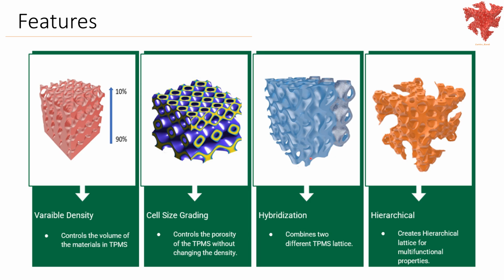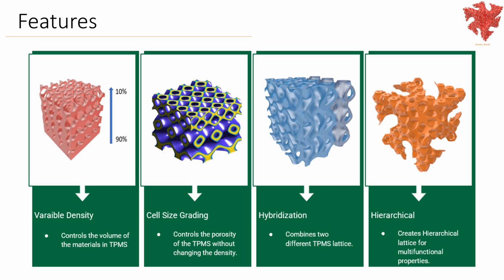Whereas in hybridization, what we do is try to make a new lattice structure which is a union of two different lattice structures so that we can get the best of both lattices. And in hierarchical, we go one step further. Here we try to create a second order TPMS, mainly to control and tailor the properties at particular places. So we are seeing the functions.